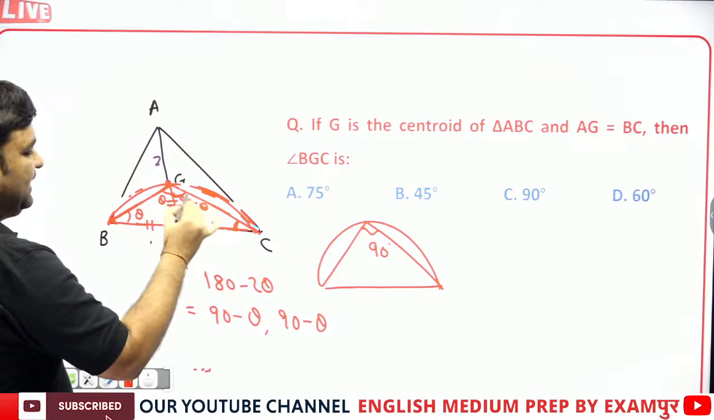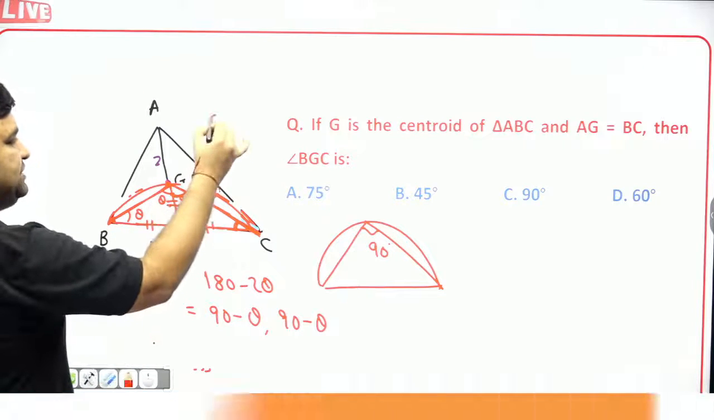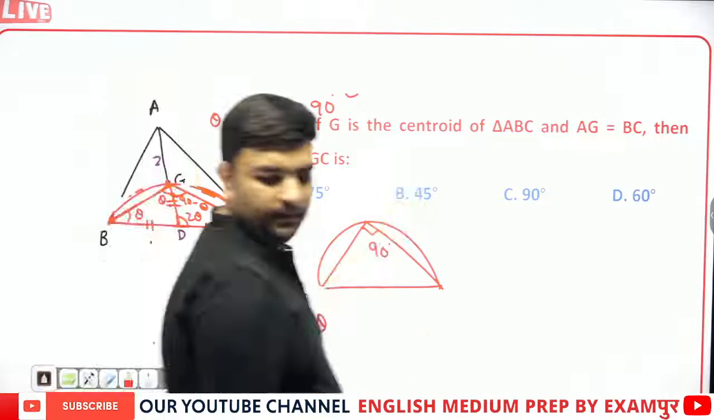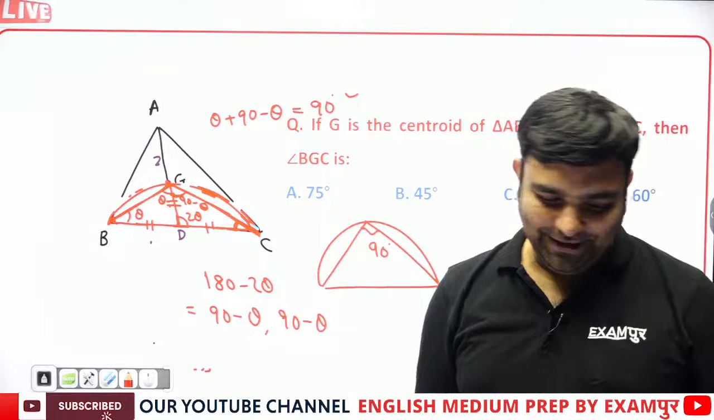So what is this complete angle? This complete angle is theta plus 90 minus theta, that is 90. Cool and clear?